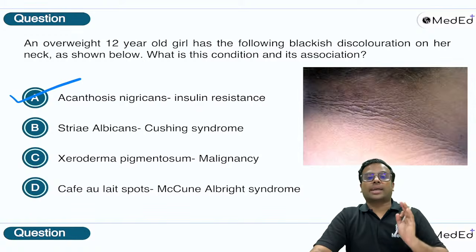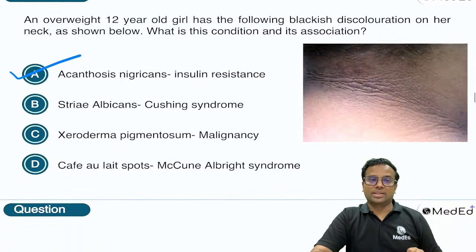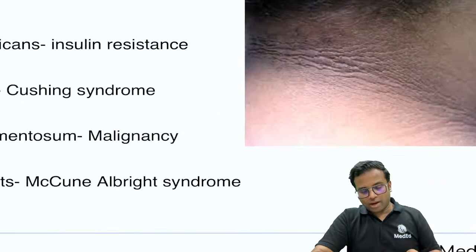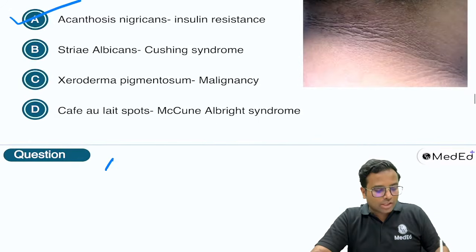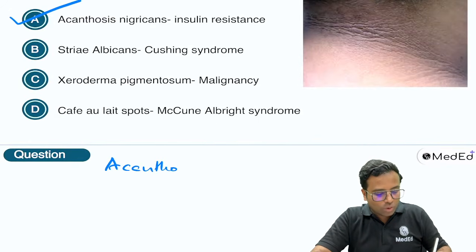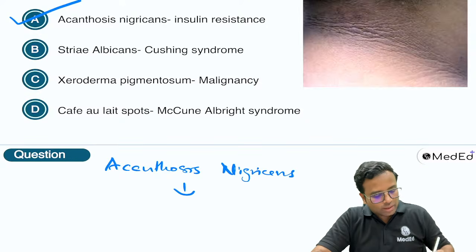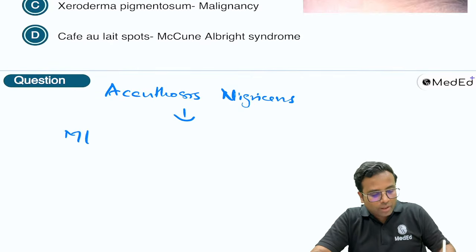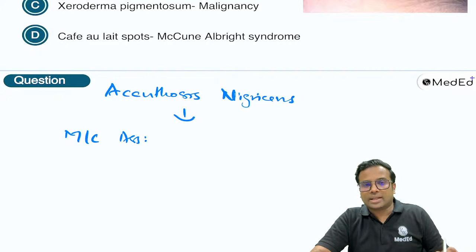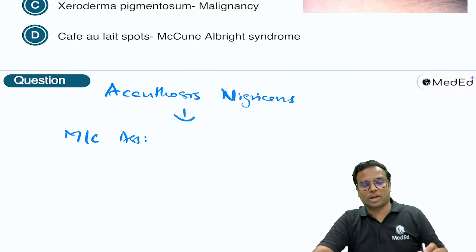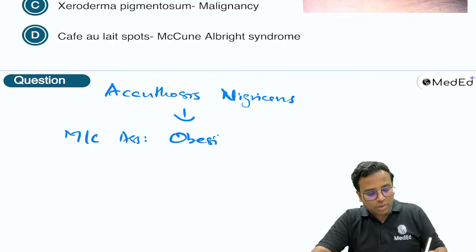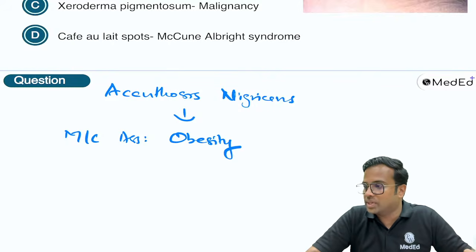Because acanthosis nigricans is a condition where you get a velvety hyperpigmentation over the neck area. If they ask you what is the most common association, is it insulin resistance, is it PCOD, is it malignancy, is it obesity? The most common association should be obesity.